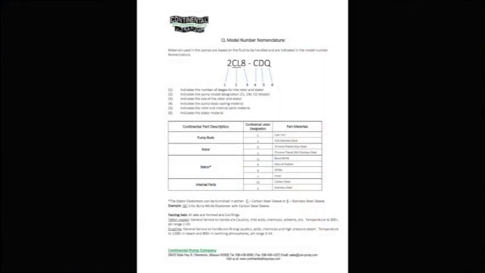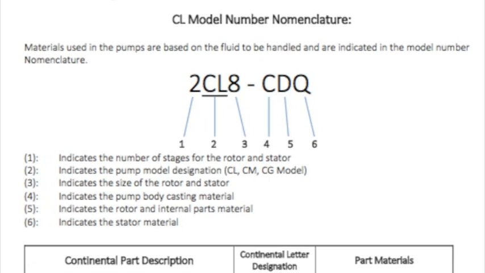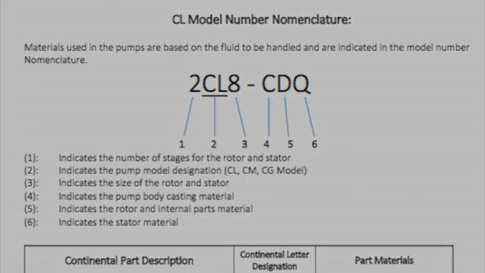Continental pumps are identified by model number, frame size, and material type. The model number nomenclature depends on the materials used in the pumps, which are based on the types of fluids to be handled. The first number indicates the number of stages for the rotor and stator. The second letter indicates the pump models such as CL, CM, or CG. The third number indicates the size of the rotor and stator and pump frame size. The fourth indicates the pump body casting material. The fifth indicates the rotor and internal parts material, and the sixth indicates the stator material.